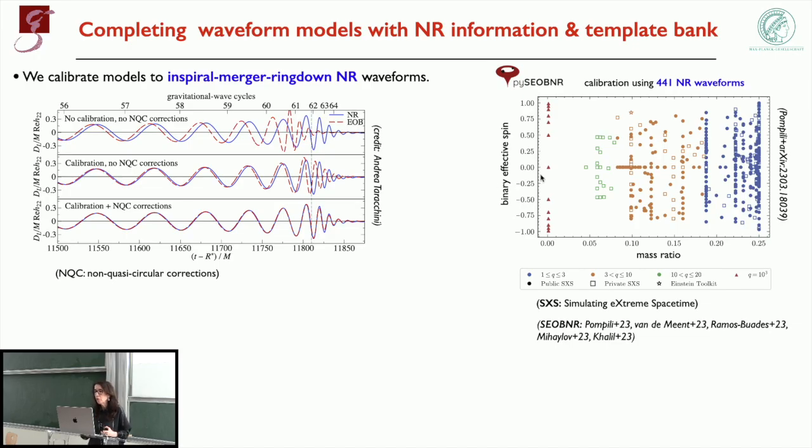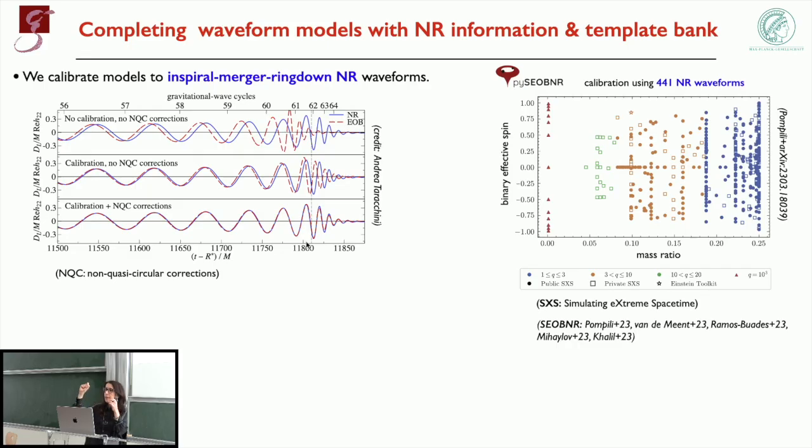So this plot here shows that for the ongoing run, we built an updated version of our family of effective one-body numerical relativity waveforms. We use 441 numerical relativity waveforms from the Simulating eXtreme Spacetimes collaboration. This plot shows with different colors the different mass ratios of the binary black holes. And this axis here is the combination of the spins in the binary. So for each of these points, we repeat this procedure so that we have very good agreement.